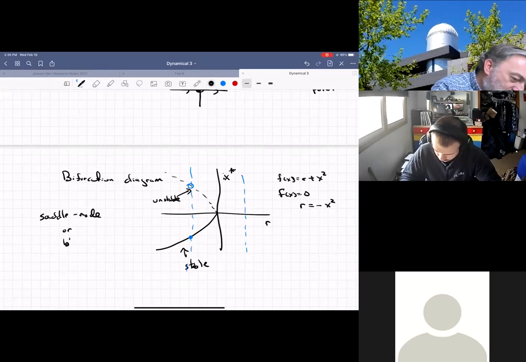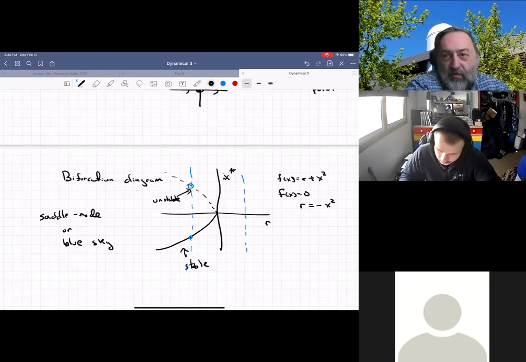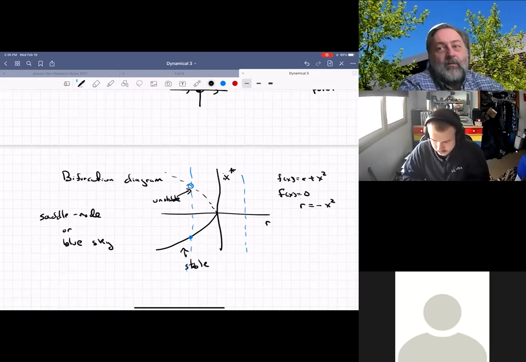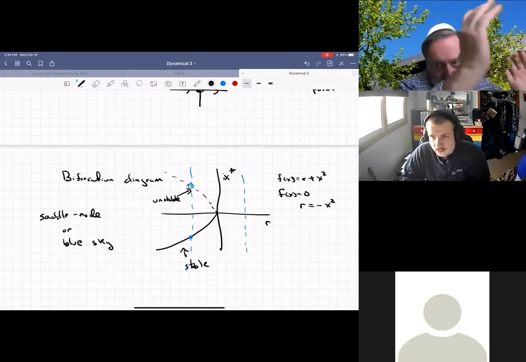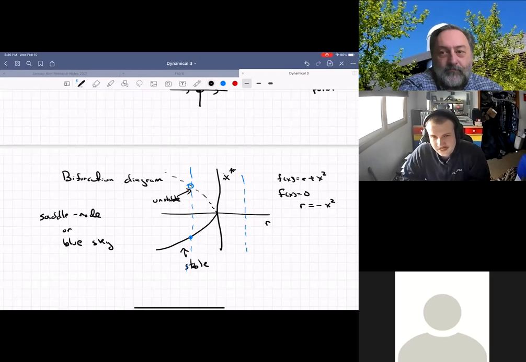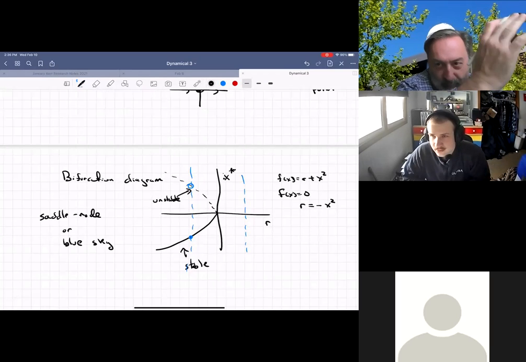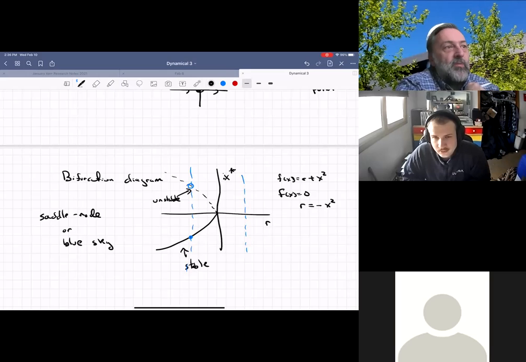The other term for this bifurcation is the blue sky bifurcation, because as you're tuning the parameter, fixed points appear out of the blue sky. So they just sort of appear. There weren't any fixed points, and then there become two.